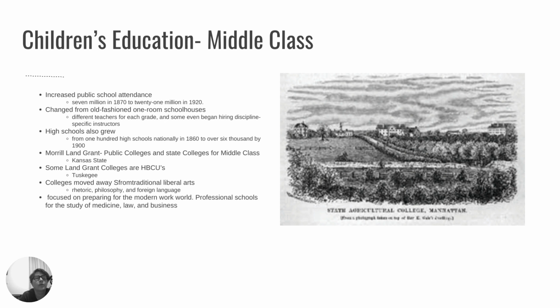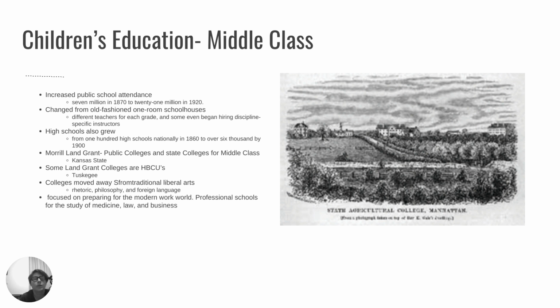It goes from 7 million in 1870 to 21 million in 1920. And it is going to also change from this kind of old-fashioned one-room schoolhouse to kind of what we think of as schools today, where you're going to have different teachers for each grade. You're going to have discipline-specific teachers.